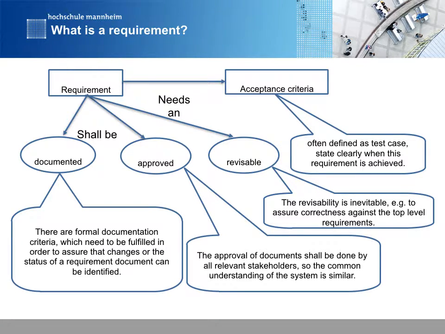So requirements shall be documented and approved. So someone should say, well, yes, I need this. And revisable. Revisable is meant so that you can correct it later on if necessary. But the most important thing that a requirement should have for a developer is an acceptance criterion. An acceptance criterion is a way of verifying that the requirement is met. Okay?